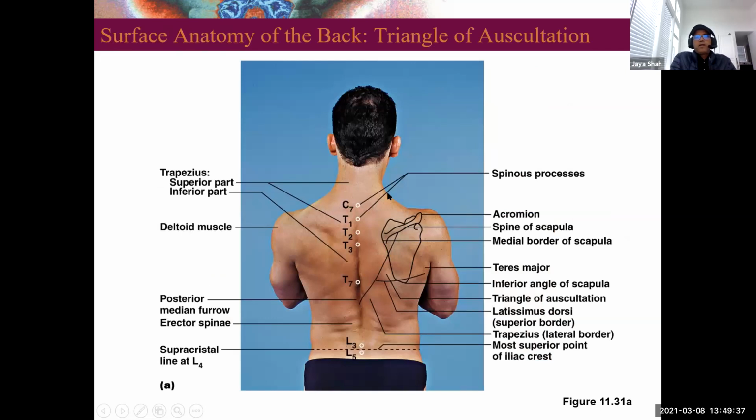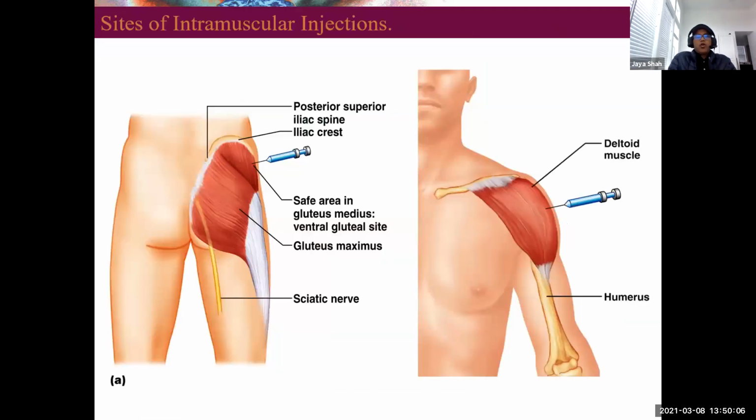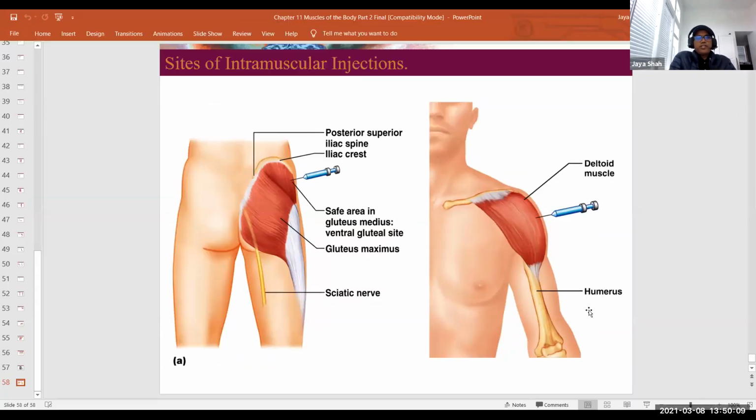Some other thing here. You see the triangle here? This is the boundary of scapula, and then you have boundary of the trapezius muscle. And then this is latissimus dorsi muscle here, and it is a small triangle. That triangle is called triangle of auscultation, to listen to the lower lobes of the lungs.